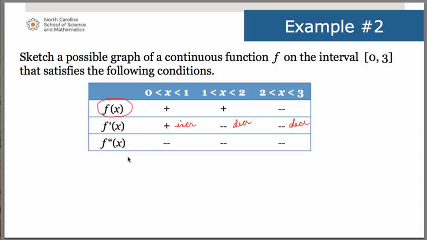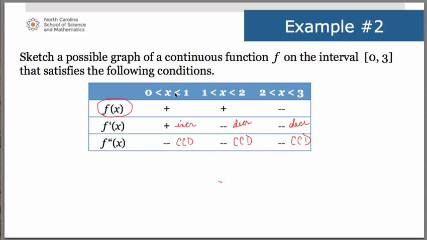Now the second derivative tells us about the concavity of the original function. So in between 0 and 1, we are told the second derivative is negative. That tells us the original function is concave down. In between 1 and 2, it remains concave down, and actually it just keeps being concave down. So what you have now is some information.